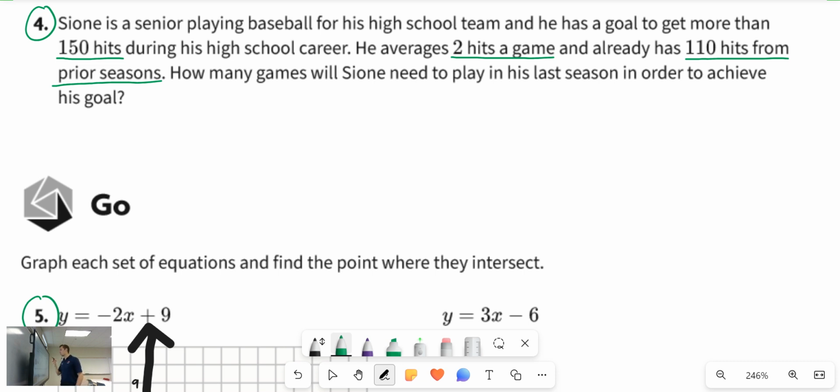All right, so what do we know? Well, we know that he's a senior, so he's in his final season. So he's playing 1 season. He has 110 hits already. And then he gets 2 hits per game. We'll call it 2H, where H is hits, plus 2 hits per game.